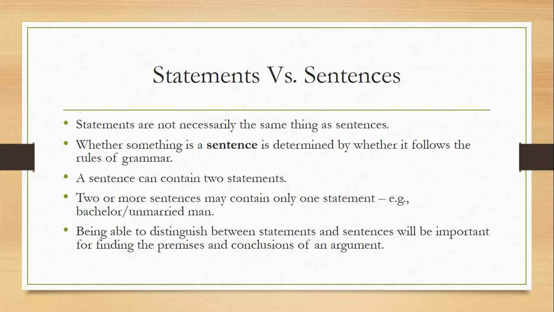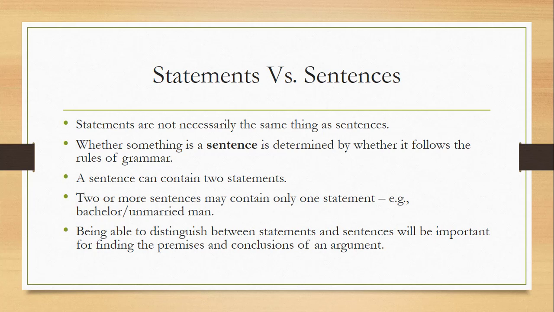There also can possibly be two or more sentences that may contain only one statement. So this is a little bit trickier, but here's one example of that. Let me give you two sentences. One sentence is that Jack is a bachelor. The second sentence is that Jack is an unmarried man. I just gave you two sentences, but there's only one statement. And that's because being a bachelor and being an unmarried man mean the same thing. There's really only one thing that's capable of being true or false here.